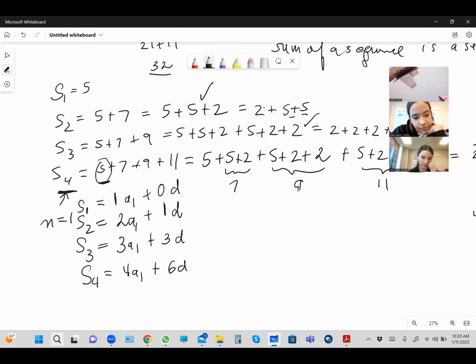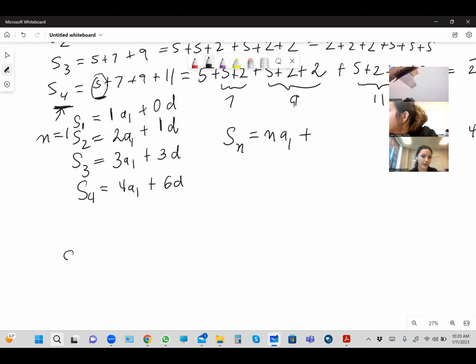Yes. So talk to me. I know that S of n is going to equal n A's of 1 plus, and how do I get that 1, 3, 6, and so on? How would I get that? In other words, what would the next one be?